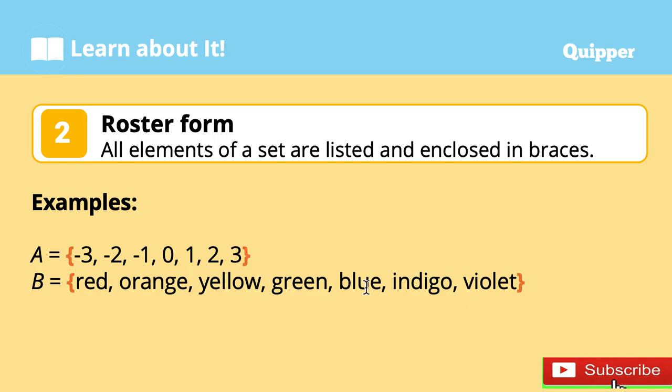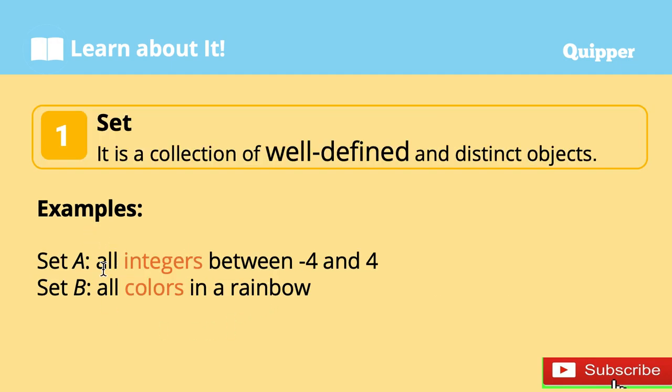Next, we have the roster form. All elements of a set are listed and enclosed in a pair of braces. We will just list all the elements of that set. So this kind of representation is what they call the roster form. For example, set A is equal to {-3, -2, -1, 0, 1, 2, 3}. This is the roster form of this statement form.